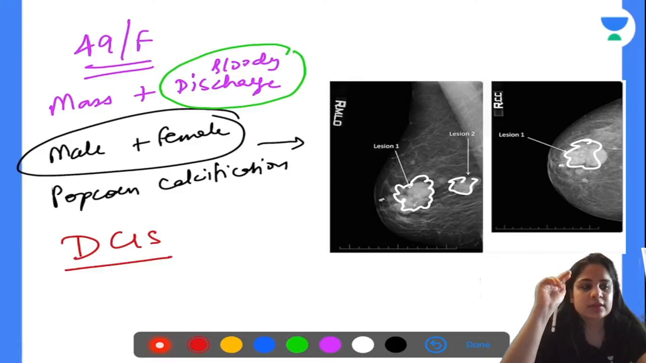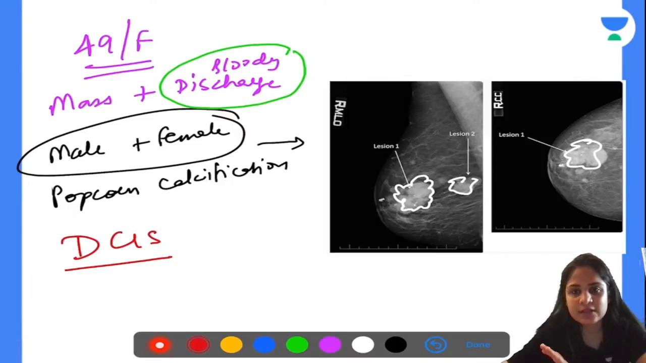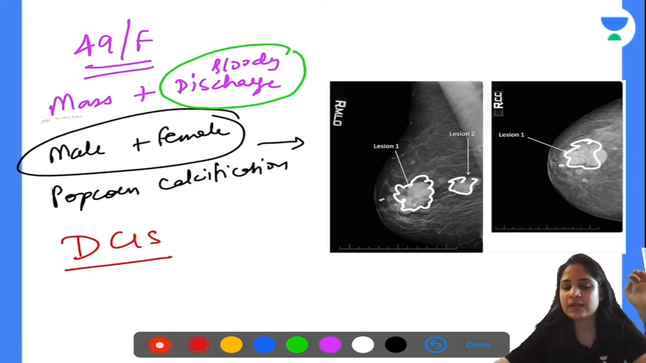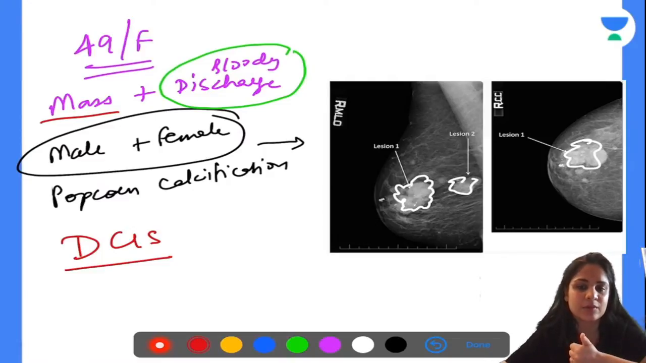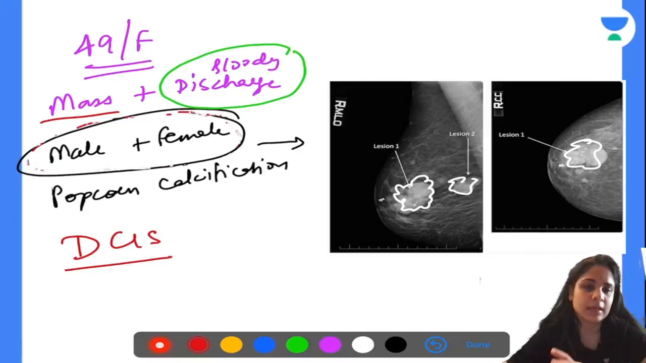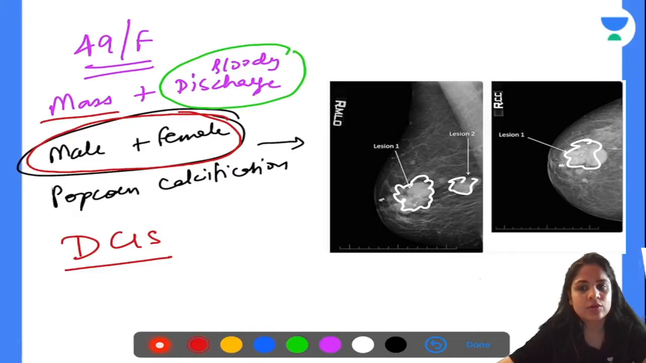Now, what are the important things that you need to remember? So, it will present as mass and bloody discharge. Both of these, everyone knows, will be there in any kind of breast cancer. But one important thing that you will see is that it can present in both males and females. I told you, the male neighbor was having such symptoms. So, DCIS is present in both males and in females. Alright? Okay. Then we'll move to the treatment of it once we do the staging. So right now I'm not discussing the treatment with you guys.